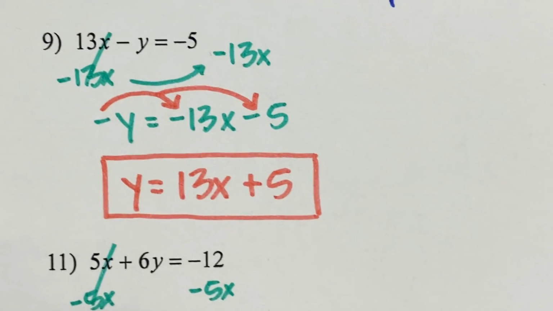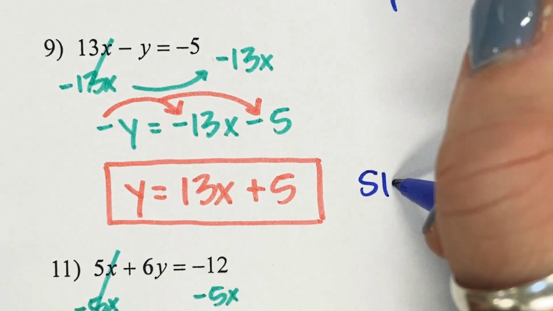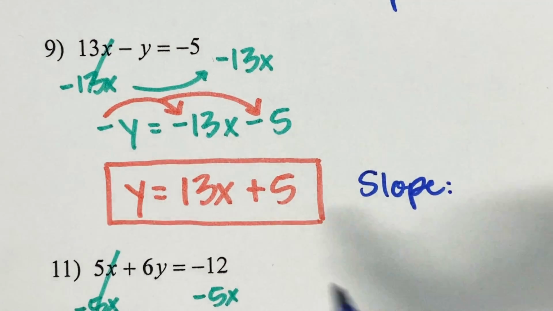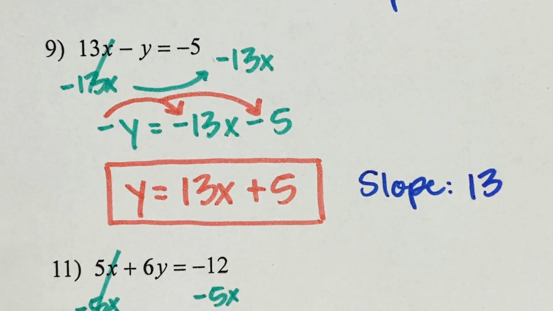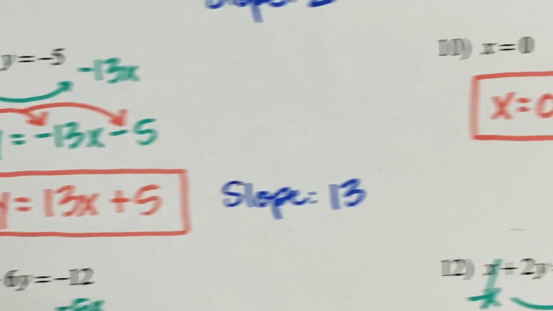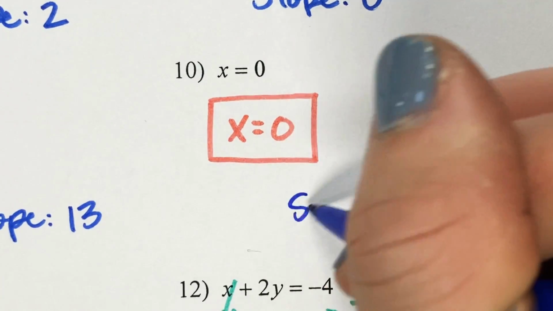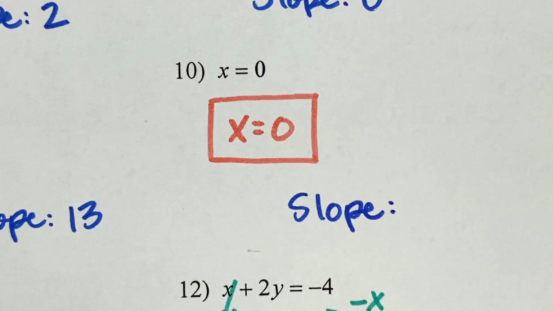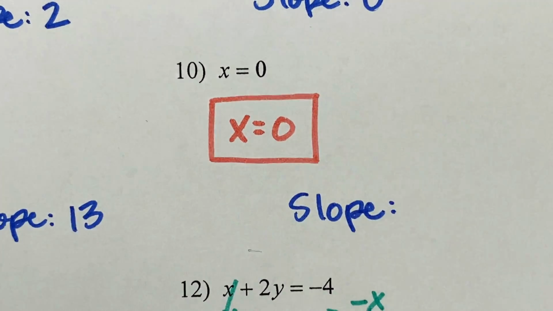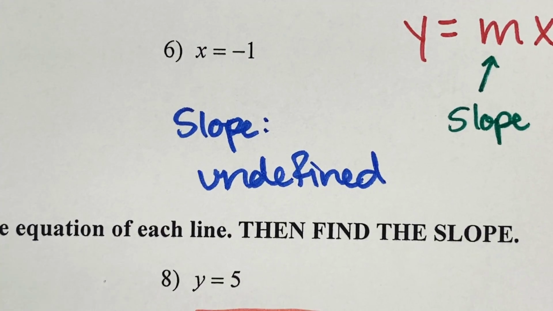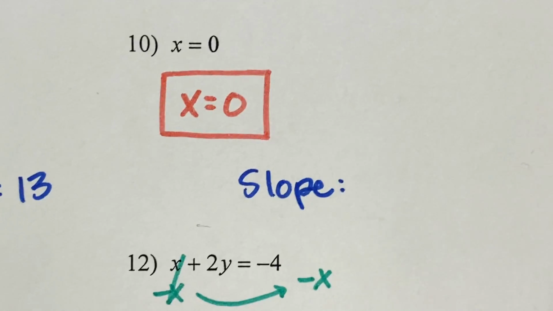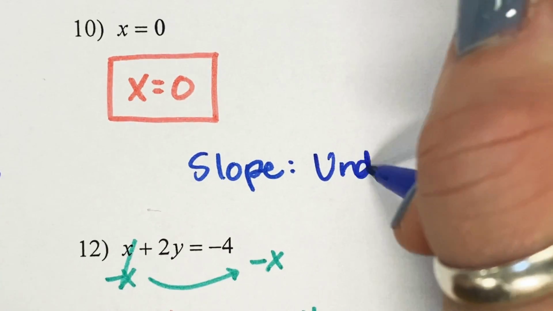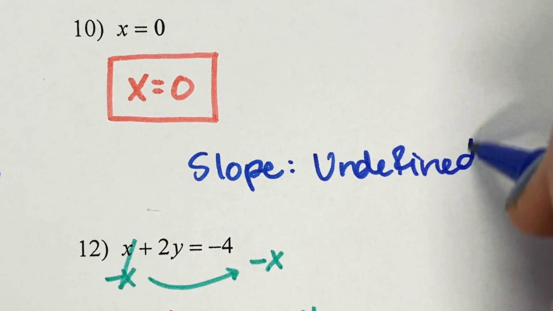Okay, what about on number 9? What is my slope for number 9? What is the number that is right in front of my x? It's going to be 13. Okay, well, what about 10? Okay, if you're confused about what our slope is, look back at number 6. Okay, remember how we don't have a y in here? There's no y. That means our slope is undefined.